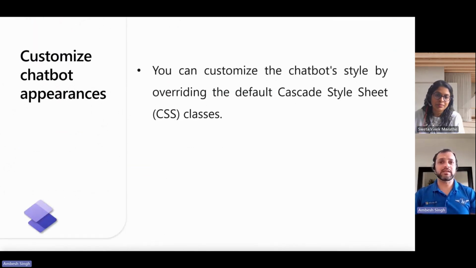The first thing is you can customize the chatbot styling by overriding the default cascading style sheet CSS classes. To do so, add a style tag to the header template and follow the steps which I would mention in the next slide to override the values.